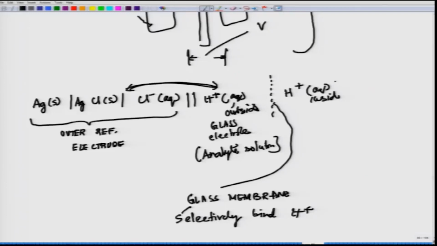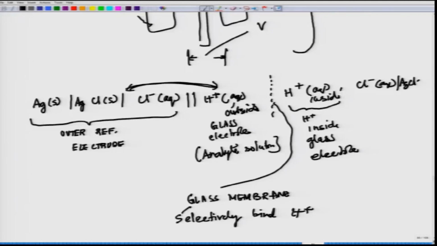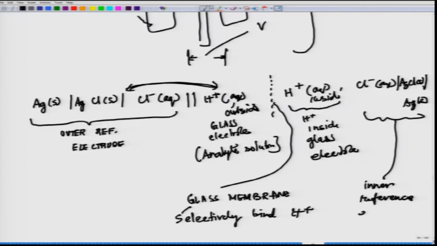Once I draw the picture, it will make sense, with Cl minus aqueous. So, this is what we have as H plus inside the glass electrode, and then you have the inner reference, which is Cl, AgCl solid, Ag solid. So, this is your inner reference electrode. So, you have two reference electrodes, the inner reference electrode and the outer reference electrode.